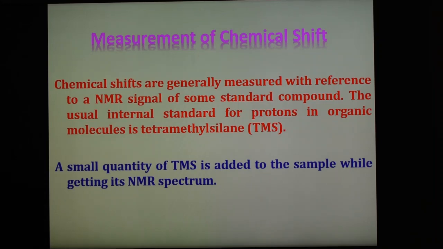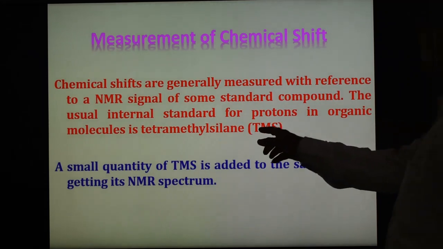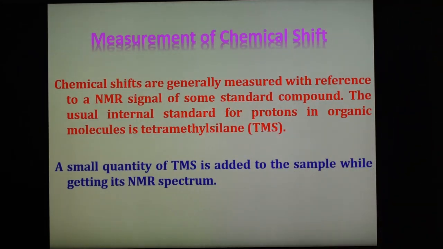Chemical shifts are generally measured using a standard substance, and the standard substance generally used for organic molecules is TMS. What is TMS? TMS is tetramethylsilane. It has four methyl groups, tetramethyl, and silane, silicon. Each of the four sides of Si has a CH3, so the formula is C4H12Si.